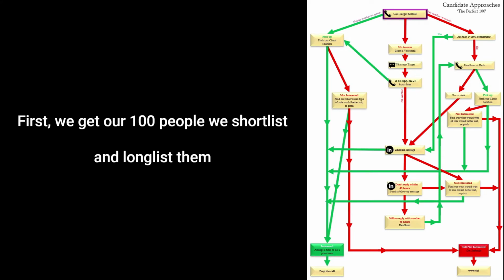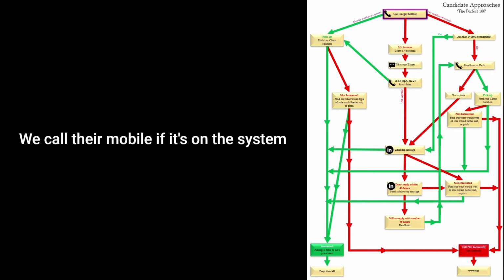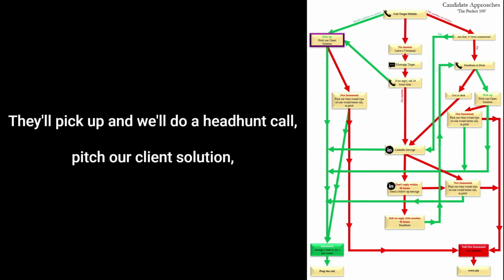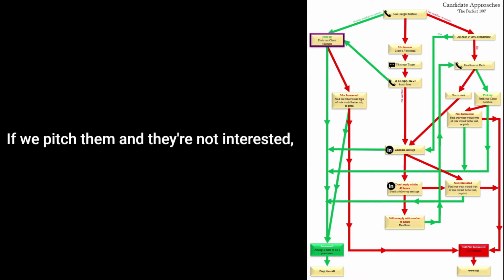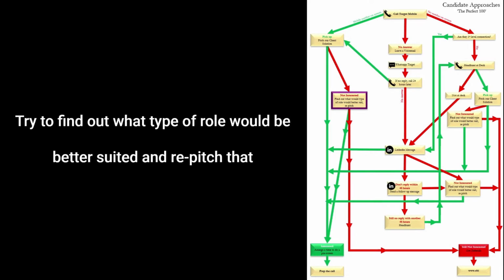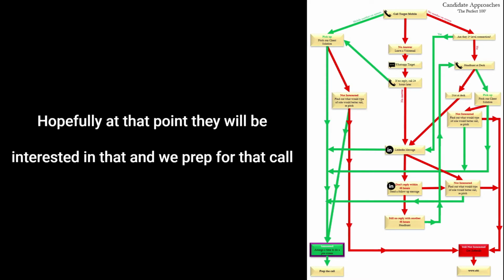First things first. We get our 100 people, we shortlist them, we longlist them, and we call their mobile if it's on the system, of course. They'll pick up and we'll do a headhunt call. Pitch our client solution. Obviously, they'll be interested, because we'll do a fantastic call. We'll arrange time for a pre-screen, and prep for that call. In the event that we pitch them and they're not interested, at that point we try to find out what type of role will be better suited, and we re-pitch that. Hopefully at that point they'll be interested, and we prep for that call.